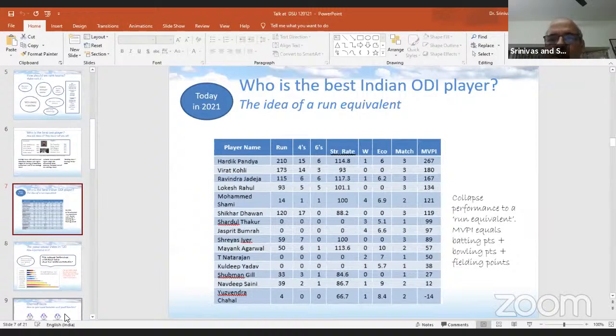The idea is clear, most valuable player index, you know what it means. A player who has the greatest impact, who's most influential, who's most responsible for you to win the match.